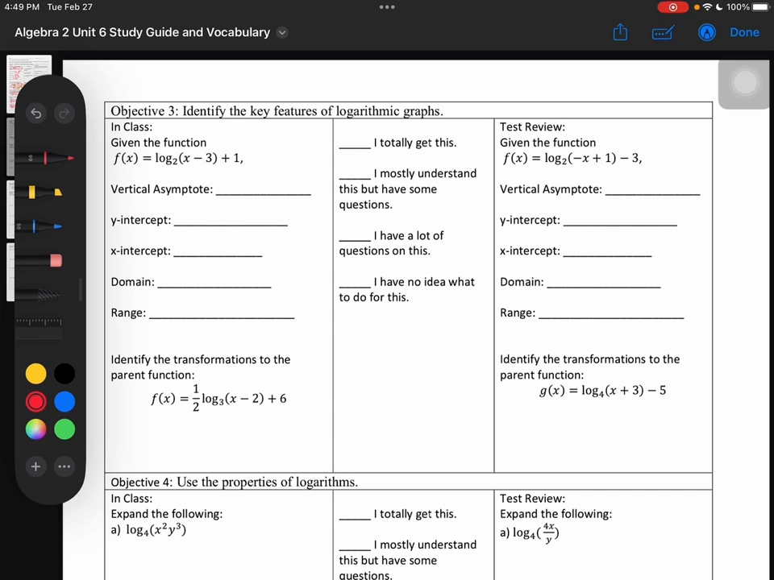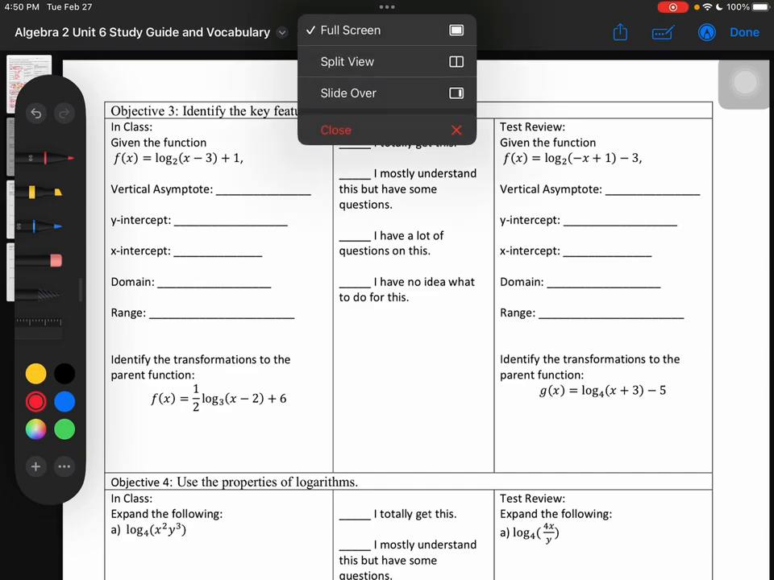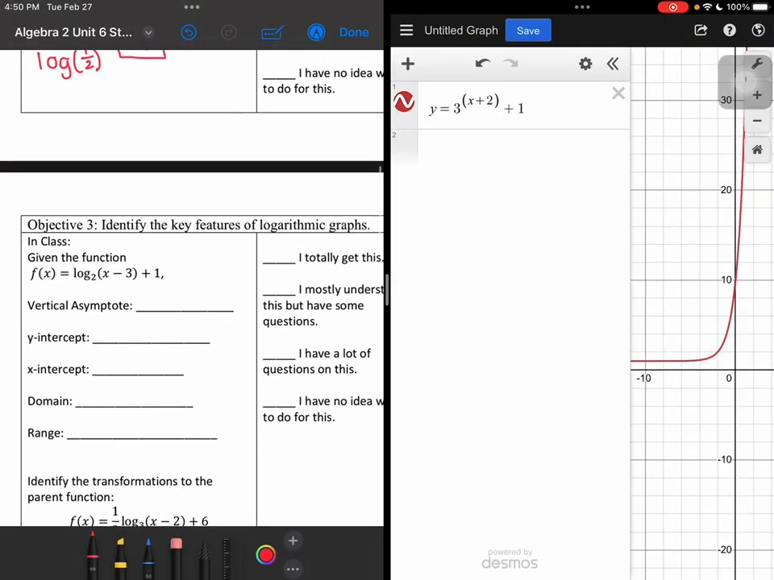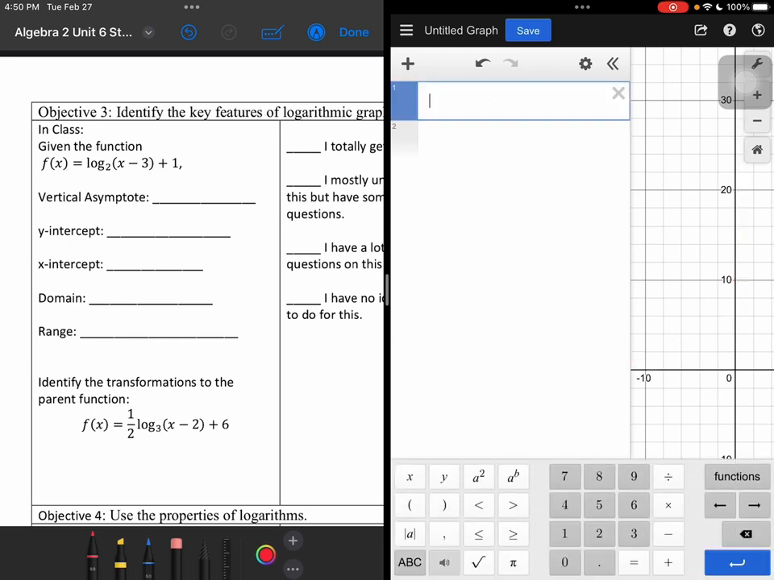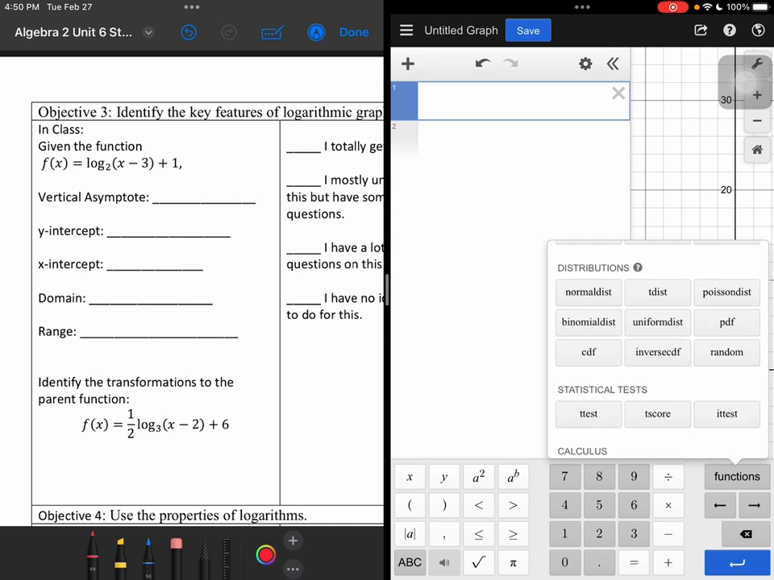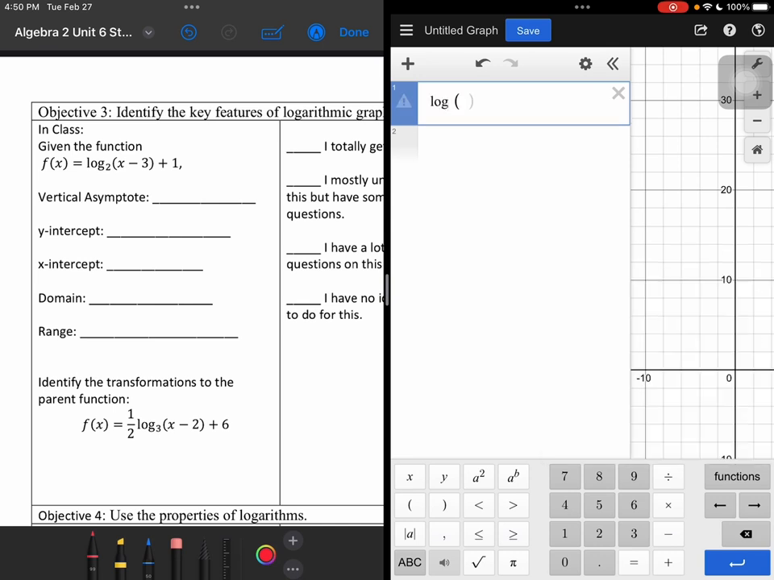So our next objective is to identify the key features of a log graph. Again, on the test, I'm going to give you what the graph looks like, but we'll need to graph these here today. So I pull up my graphing calculator, and when I graph the log, I want to go to functions. Then there's a button down here that says log A. So that's going to allow me to put 2 as my base, and then to put x minus 3 in my argument, and then plus 1.